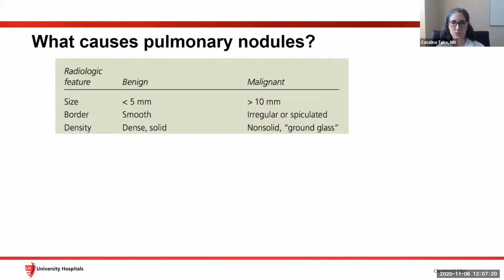So what causes pulmonary nodules? There can be benign causes and malignant causes. Benign causes are usually small lung nodules that are smooth, dense, and solid. With malignant nodules, we get more concerned as they're bigger, so more than 1 centimeter, also more than 10 millimeters, same thing. Also irregular, spiculated, or non-solid ground glass nodules.